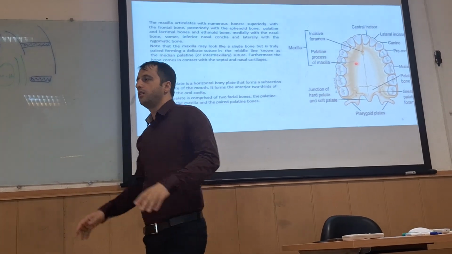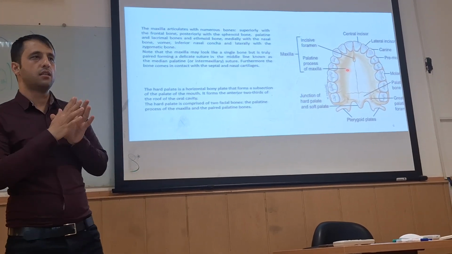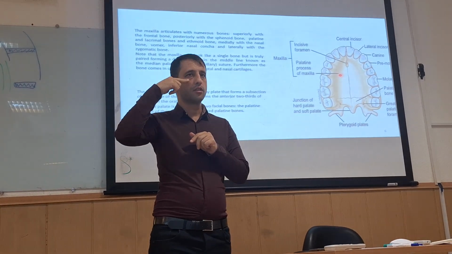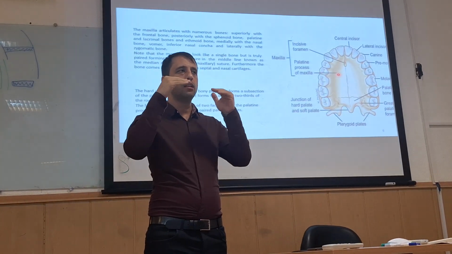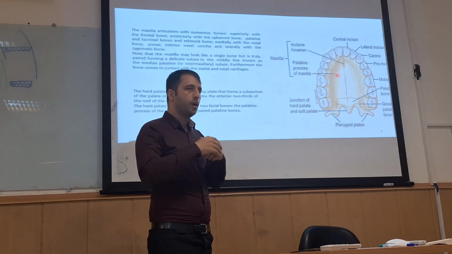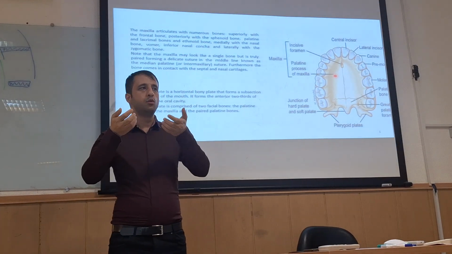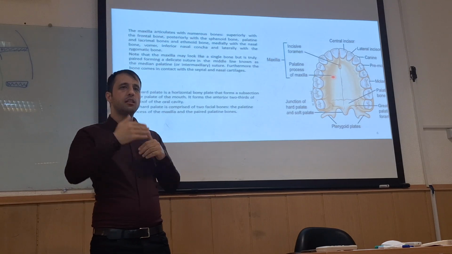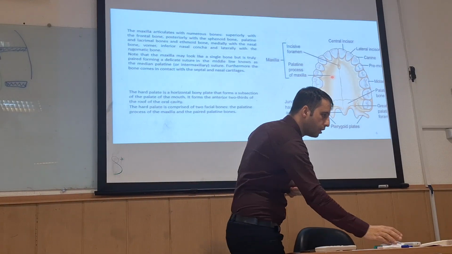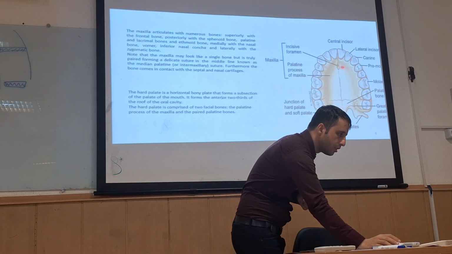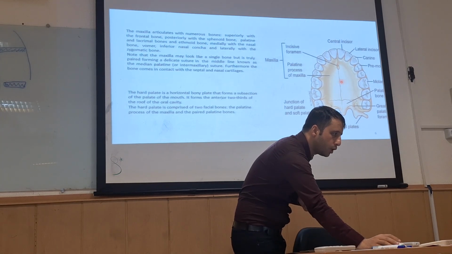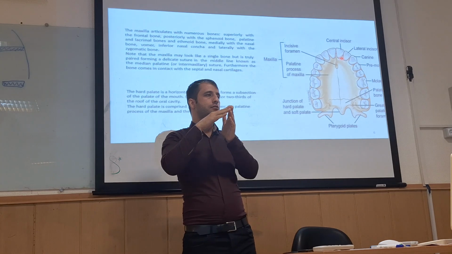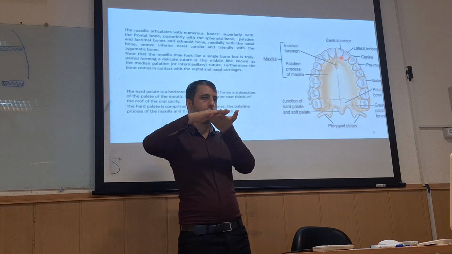The maxilla, I said that it has 4 processes. Frontal, zygomatic, alveolar, and palatine process. The palatine processes of the 2 maxillae connect together and make the anterior part of the hard palate, which you can see at this slide. I said that the palatine processes are triangular plates which have a superior surface and an inferior surface.